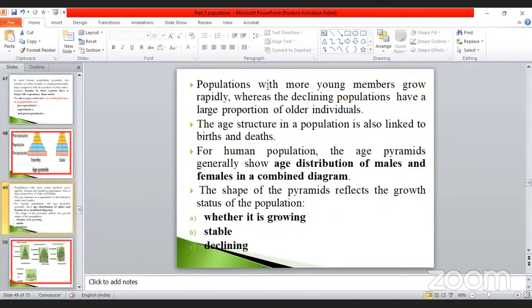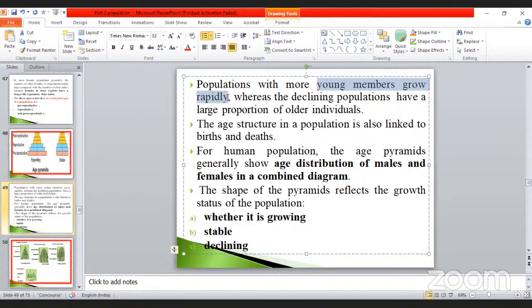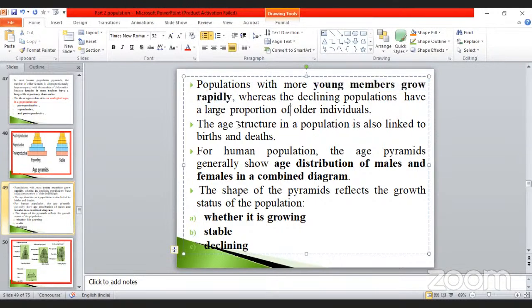See here, the population with more young members grows rapidly. Okay, the population, what happened? Young members grow rapidly. This is very, very important. Whereas the declining population has a large proportion of older individuals. Where there is a declining population, growth is not there, meaning what happened? Old people are also large in number in that area only. That's why the reproduction stopped. Okay, so the age structure in a population is also linked to birth and death.